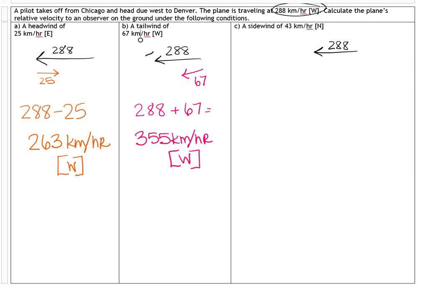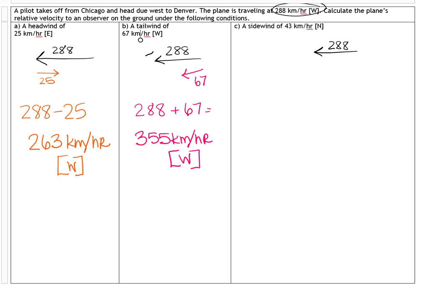All right, now comes the hard one. So a side wind is usually what happens. It's not directly at a plane's front or back. It usually comes up at the side. Now what this is going to do is kind of push us in a diagonal direction.